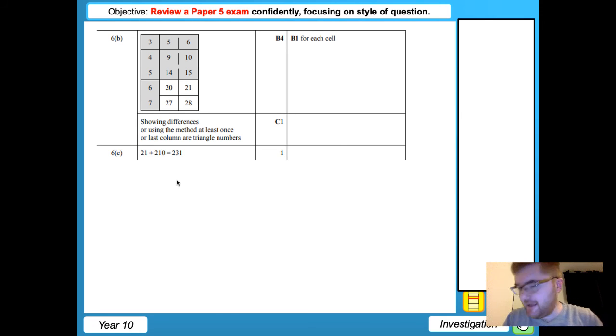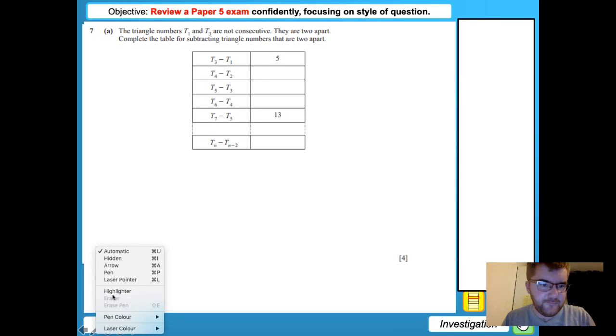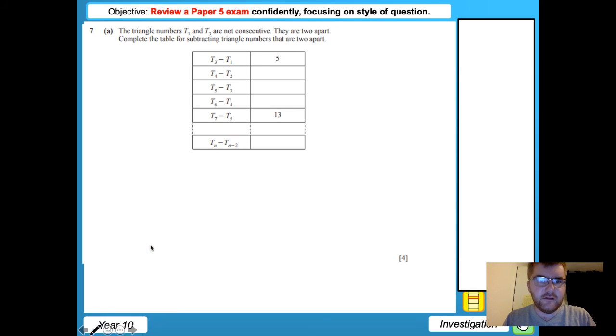Okay, we are almost there. So we've got one more question to go once we've got through this part here. So the triangle numbers T1 and T3 are not consecutive. That means they're not one after the other. There are 2 apart. So again, we need to complete the table of subtracting triangle numbers that are 2 apart this time. So again, this is just going back and using the table.